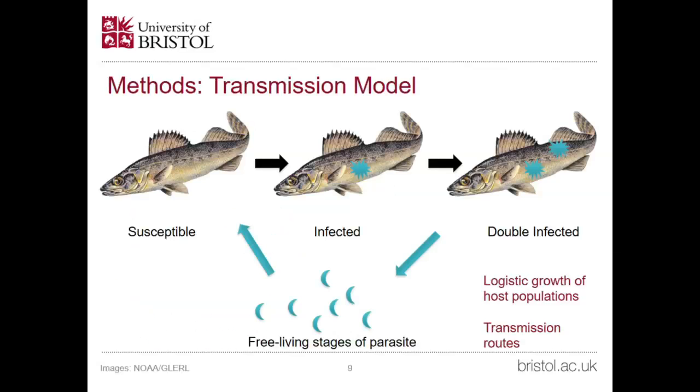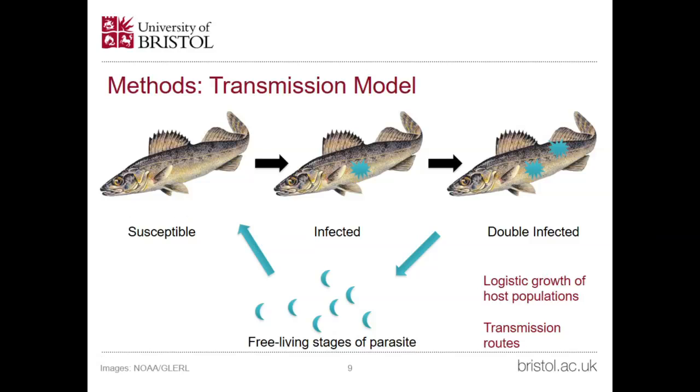So the transmission model structure, essentially we used something like an SI model. So we had susceptible fish and infected fish, and then fish were able to become infected again. So it wasn't really a quantified number of infections, a number of parasites infecting a host, but we allowed for sort of two levels of infection. And then the parasite has a free living stage in the environment. Host populations grow with logistic growth.